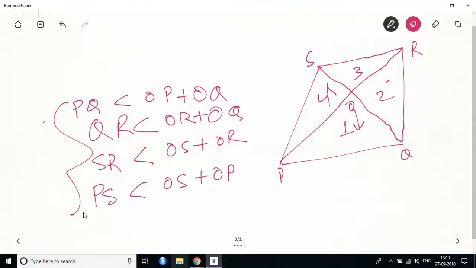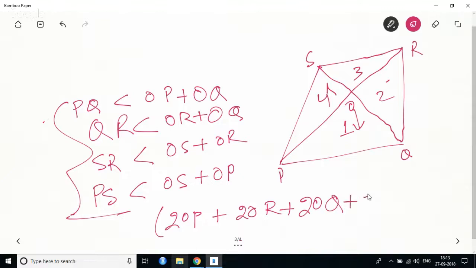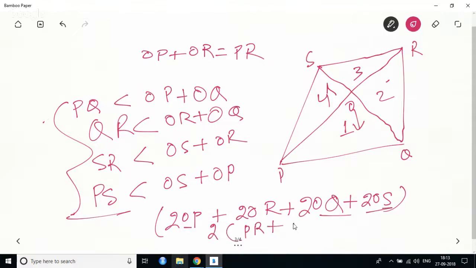So if you add 4 of them, this would be the summation of the sides of the quadrilateral. This would be 2OP plus 2OR plus 2OQ plus 2OS. And what is this? Try to understand. OP plus OR is equal to PR. So I get 2 PR here, and from here I get 2 QS. So this would be 2 times PR plus QS, and this would be greater than this. So this is what we needed to prove.